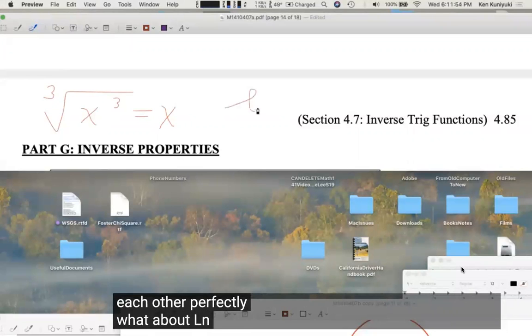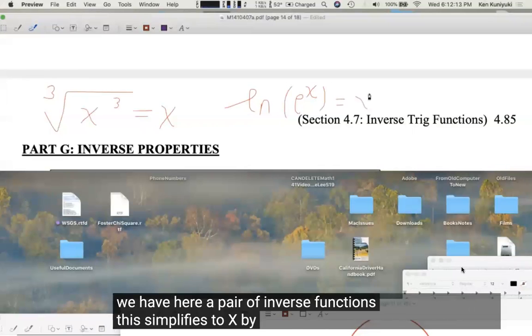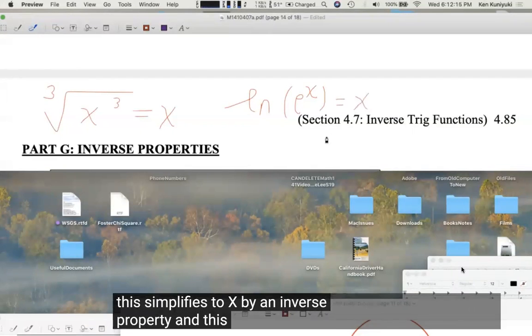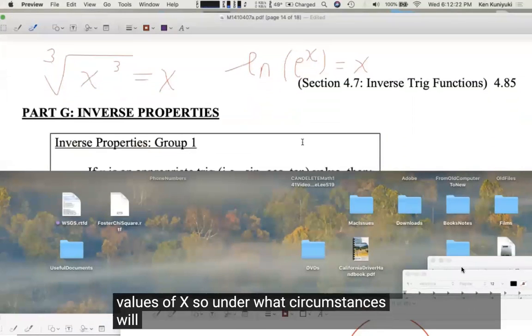What about ln of e to the x? We see here an exponential function. We see here a log function. We have here a pair of inverse functions. This simplifies to x by an inverse property. And this is true for all real values of x. So under what circumstances will these be true?